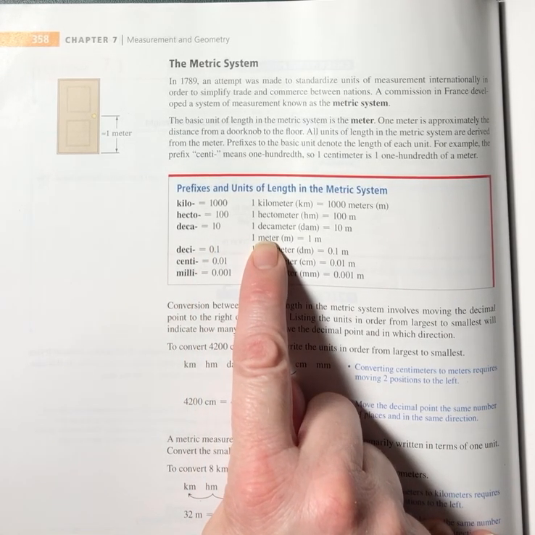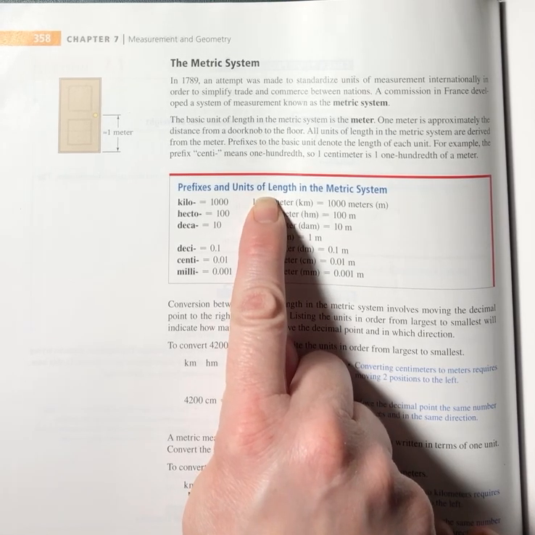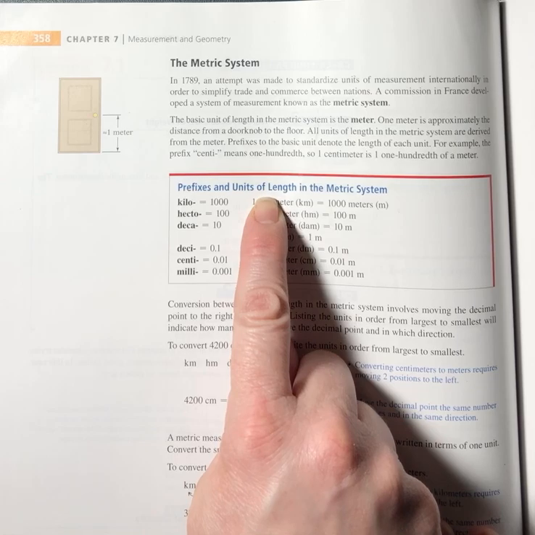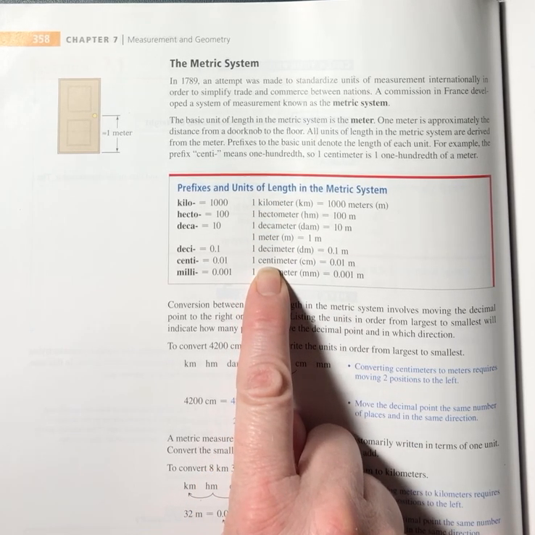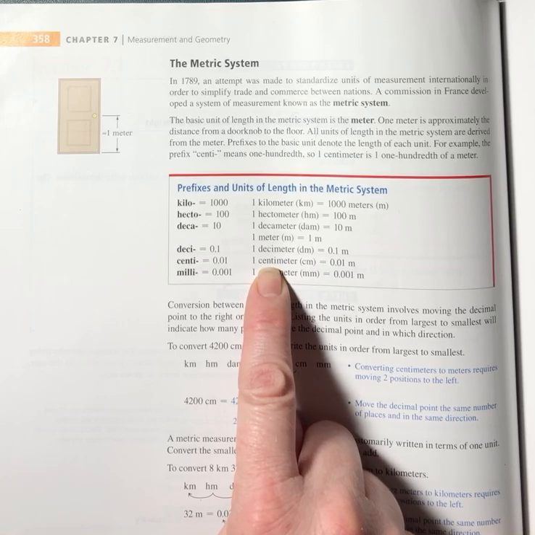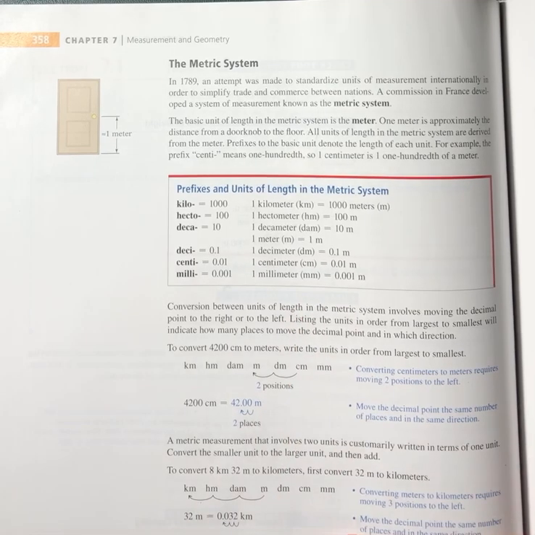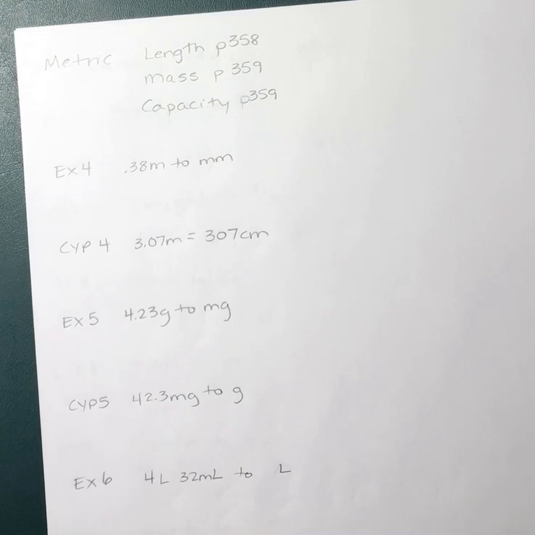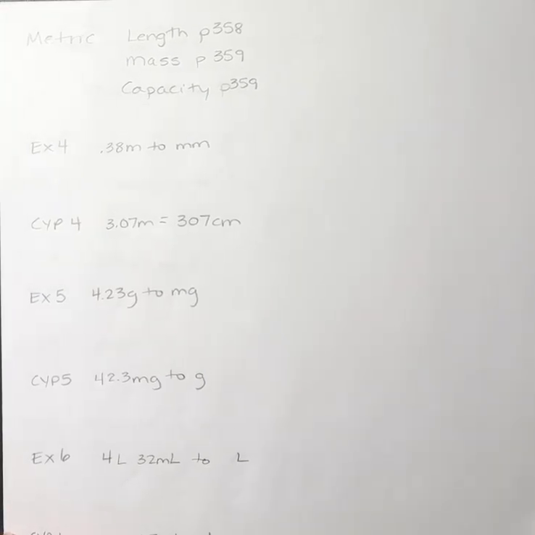If you are converting to a bigger unit, your number is going to get smaller. And if you are converting to a smaller unit, your number is going to get bigger, okay? And it's all done by powers of 10. So we don't have to use unit analysis for these. We can just use plain old multiplication, okay?